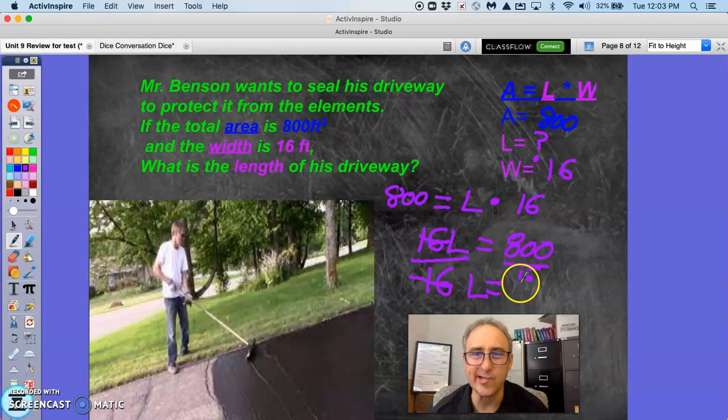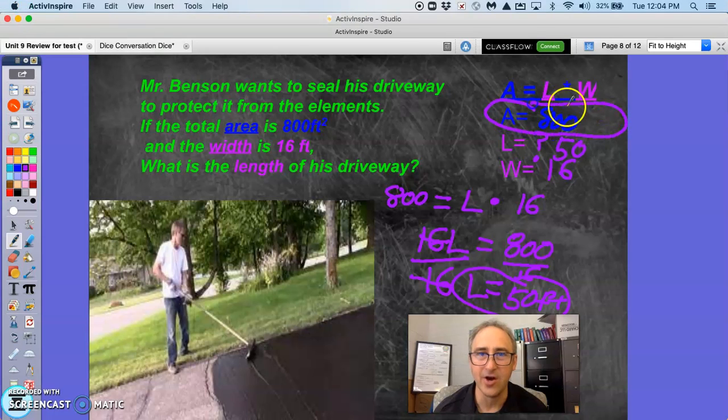Mr. Benson, use your calculator. Oh yeah, the calculator. That's right. That's a hint. I want you to use your calculator too. 800 divided by 16. 800's on top, so it goes in the calculator first. I get the answer of 50. 50 what? 50 feet. So it looks like Mr. Benson's width of his driveway is 16 feet. Its length is 50 feet, so when he goes to buy driveway sealer, he needs to buy enough to cover an area of 800 feet squared.